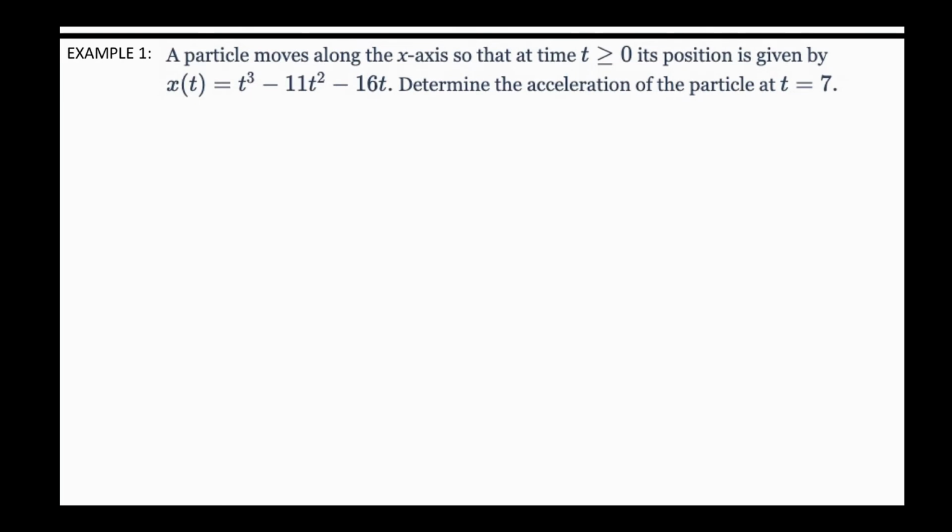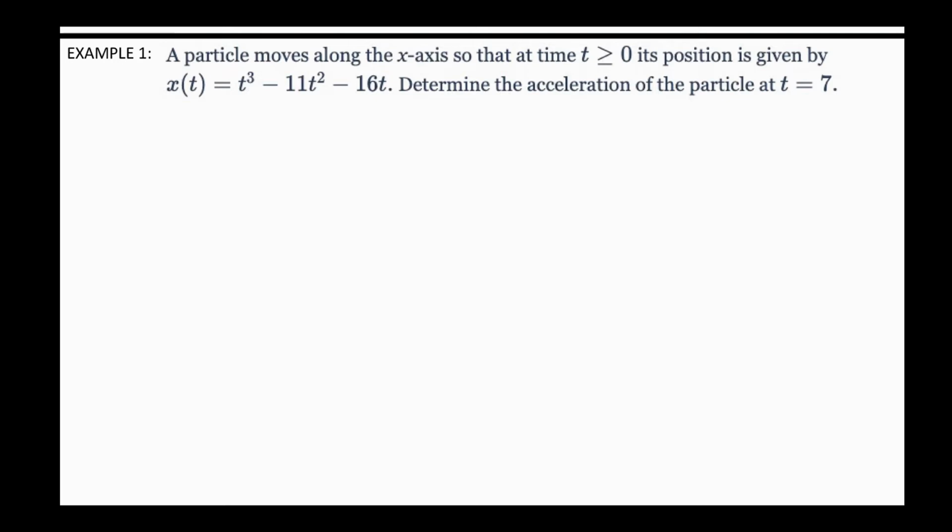You're going to see a lot of buzzwords. I would highlight, underline, circle, whatever you can, those buzzwords, because those are the ones that are going to help you solve the problem. Okay? So example number 1. Particle or object. A particle is just an object. It could be anything that's moving. A particle moves along the x-axis. That's the number line, right? The x-axis is the number line. Okay? So time is always positive. You can't have negative time, right? There's no way to have negative time. It's always going to be positive.